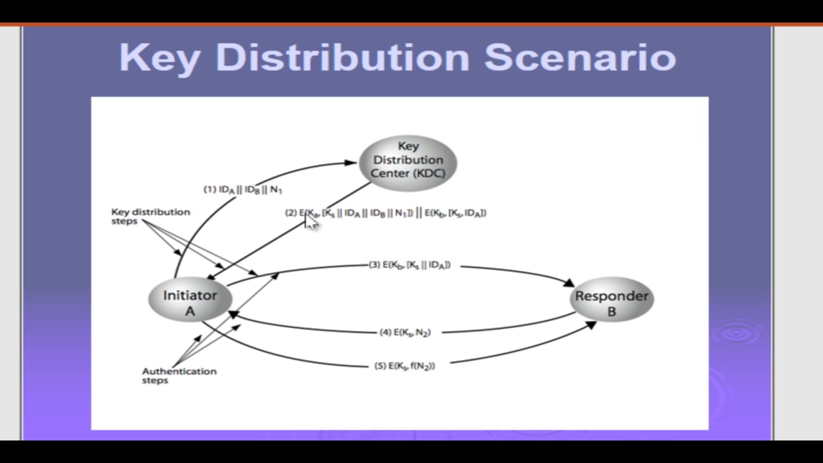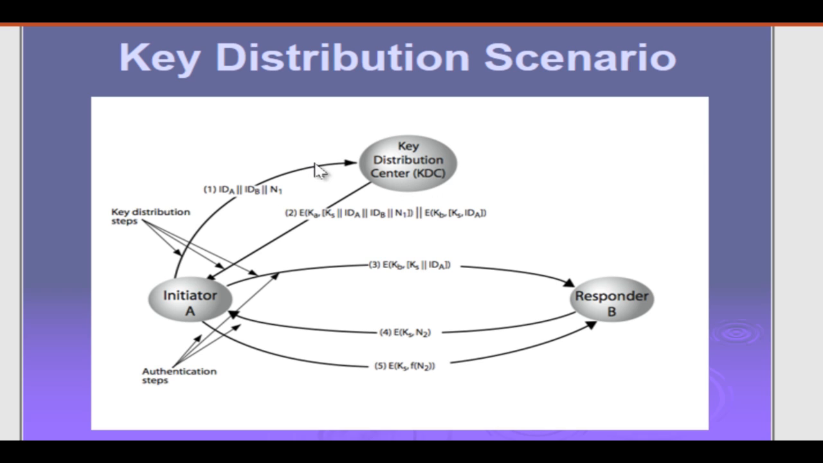This nonce N1 is used for acknowledgement purposes. When A receives this nonce N1 back from the KDC, he has assurance that there was no modification of the message in the network in the middle. That's the reason nonce is used. So he sends the identity of A, the identity of B, and nonce N1 to the KDC.